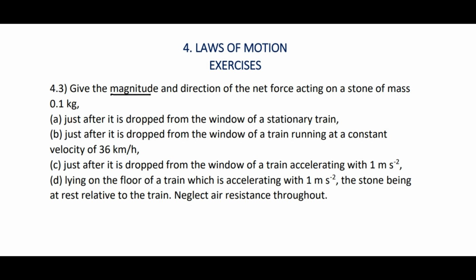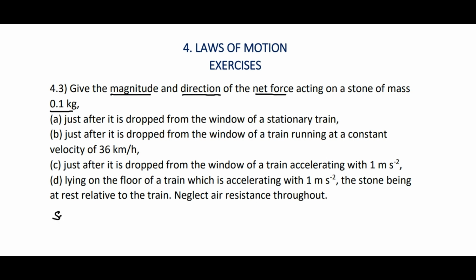Give the magnitude and direction of the net force acting on a stone of mass 0.1 kilogram just after it is dropped from the window of a stationary train; just after it is dropped from the window of a train running at a constant velocity of 36 km per hour; just after it is dropped from the window of a train accelerating with 1 meter per second square; and lying on the floor of a train which is accelerating with 1 meter per second square, the stone being at rest relative to the train. Neglect air resistance throughout.